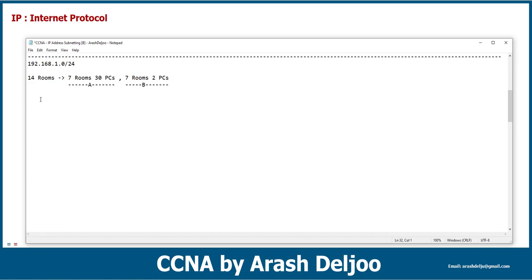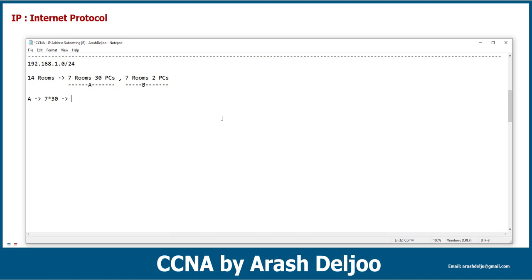Okay, let me start part A. In part A, as I mentioned before, we have 7 rooms. In each room, we need 30 IP addresses. This is the first requirement. Let me first design this part. After that, we can talk about the next part. This is part A of our scenario. Okay, you know that first we need to find the requirement. After that, we can start the design of this scenario.